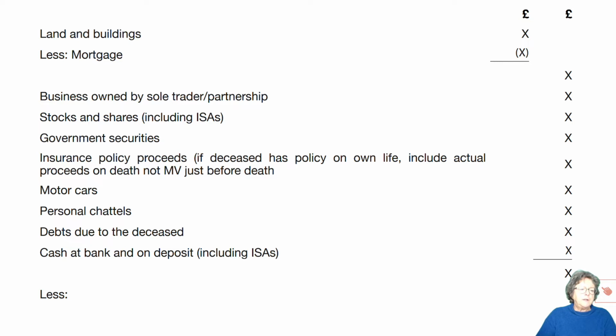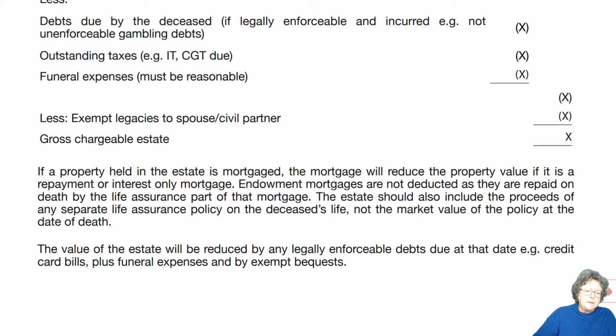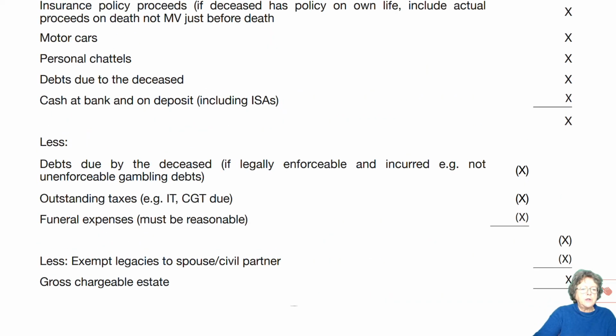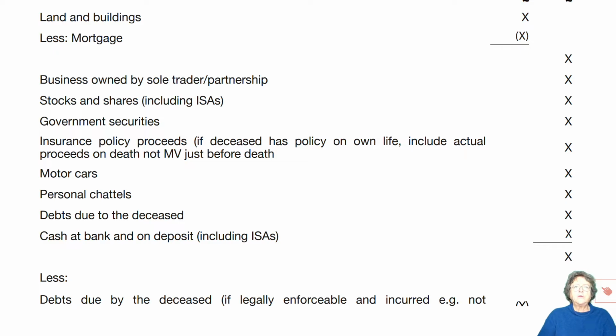We have land and buildings less a mortgage. There's a note here about mortgages at the bottom. The mortgage reduces the value of the property if it is a repayment or interest only mortgage. If you come across the word endowment, then that does not reduce the value of the property because it's covered by an insurance policy. So remember that there's a note there for you just to read through.